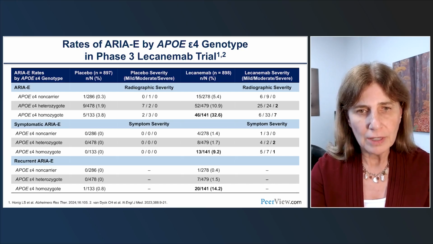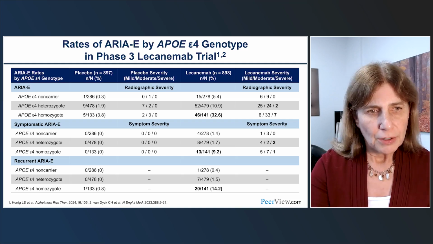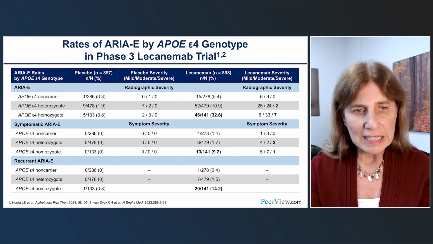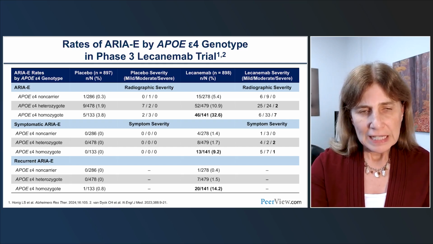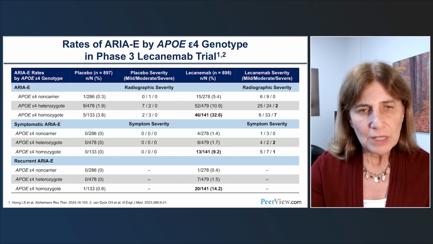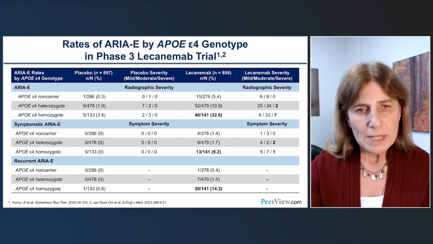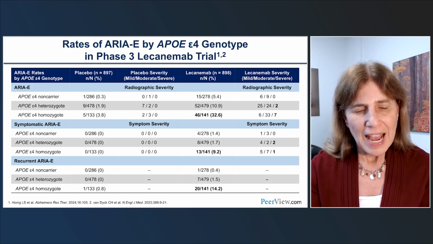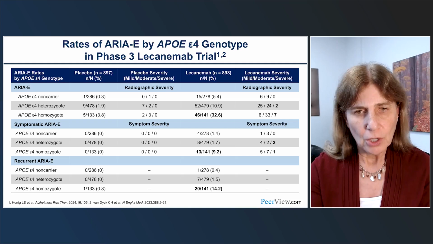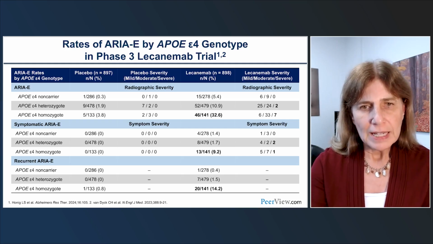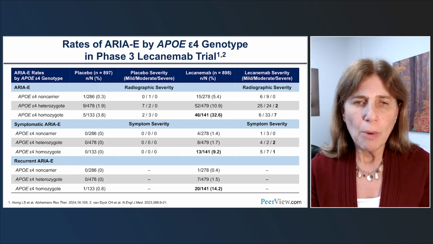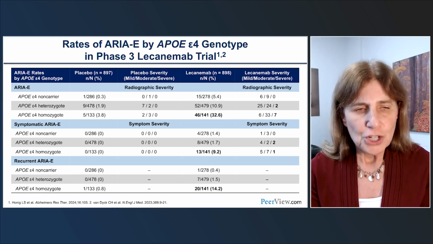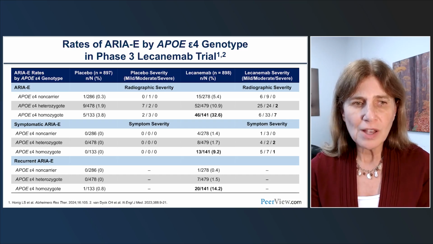If we look at some specific data from the phase 3 lecanemab trial, and subsequently we'll look at the donanemab trial, what you see on this slide are rates of ARIA-E. Overall, the rate of ARIA-E in the phase 3 lecanemab trial was about 12.5%, and the symptomatic rate was about 2.8%. So the majority were asymptomatic.